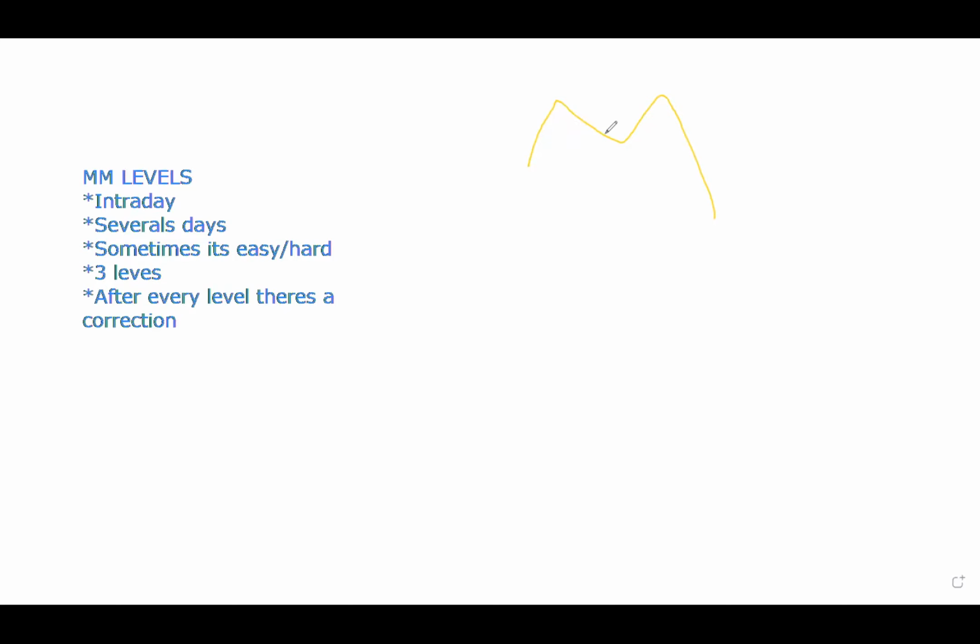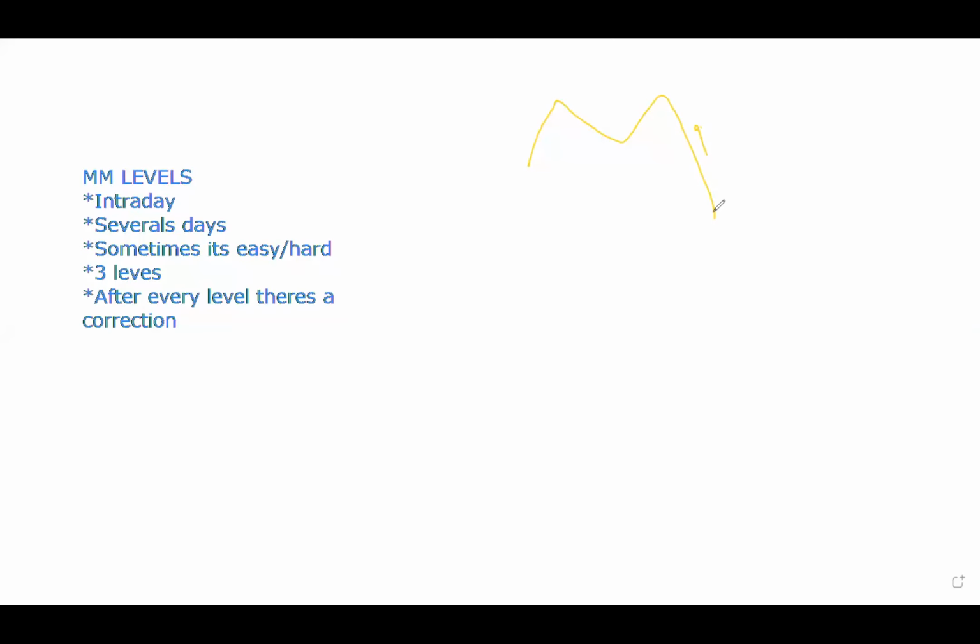So ideally M is used for a fake move. The second leg of M is usually the beginning of the levels, or we can say is what forms the level 1 of the market. So after the M, you get level 1, which is the second leg of M. So this one forms level 1.